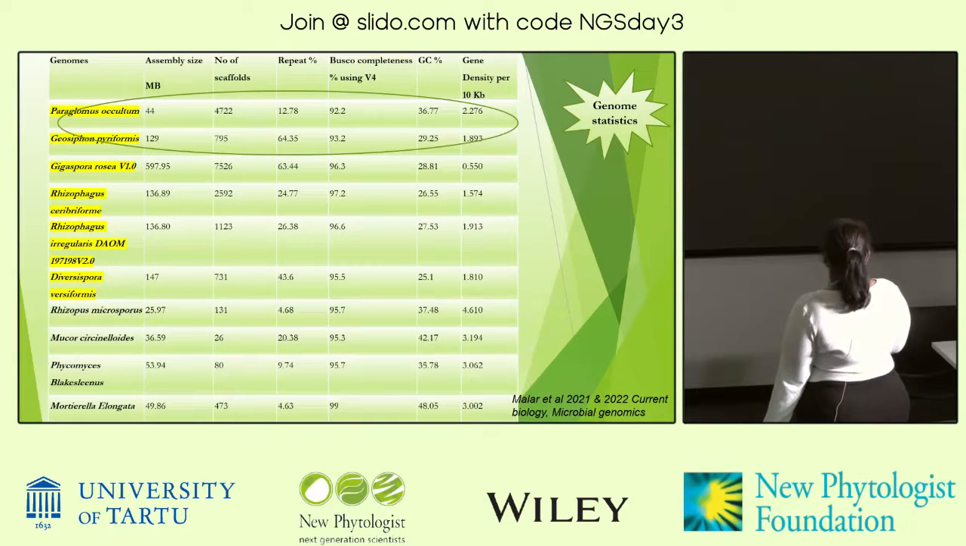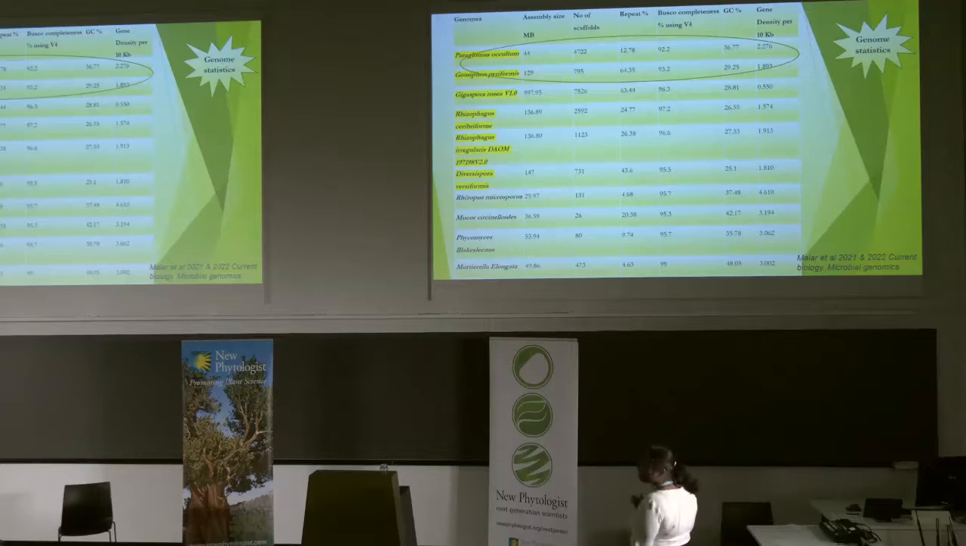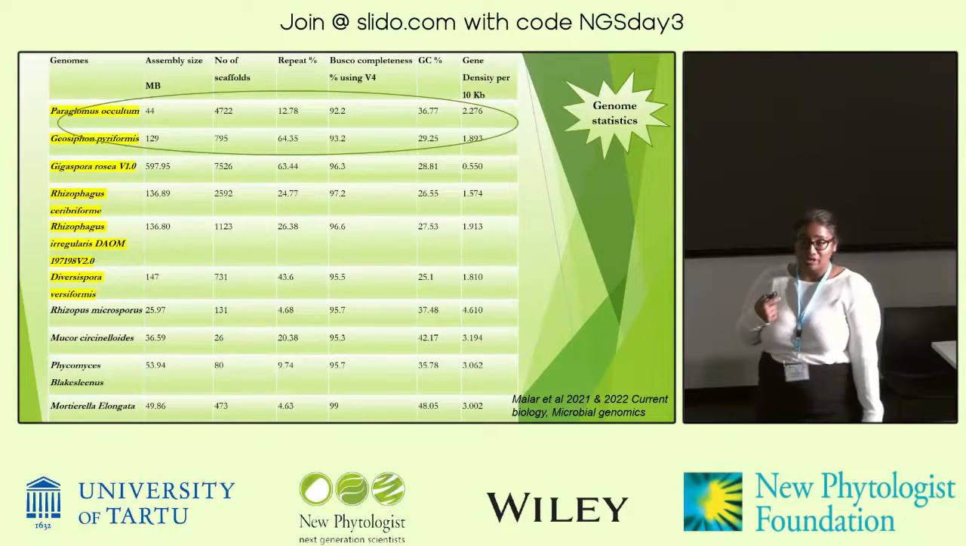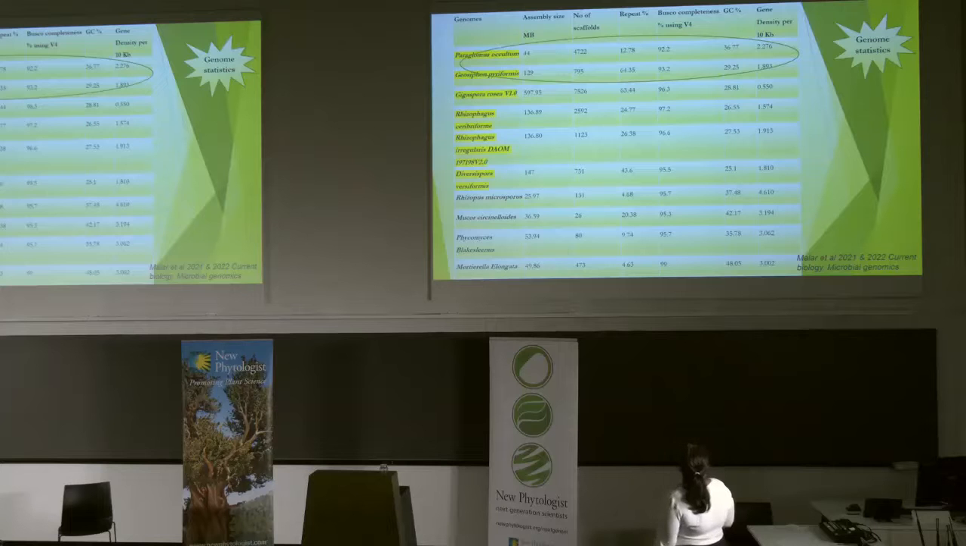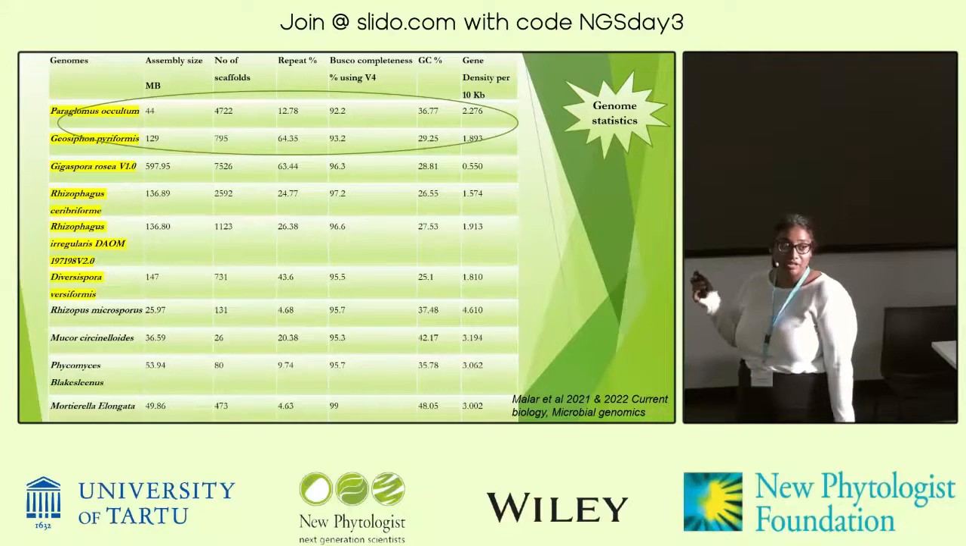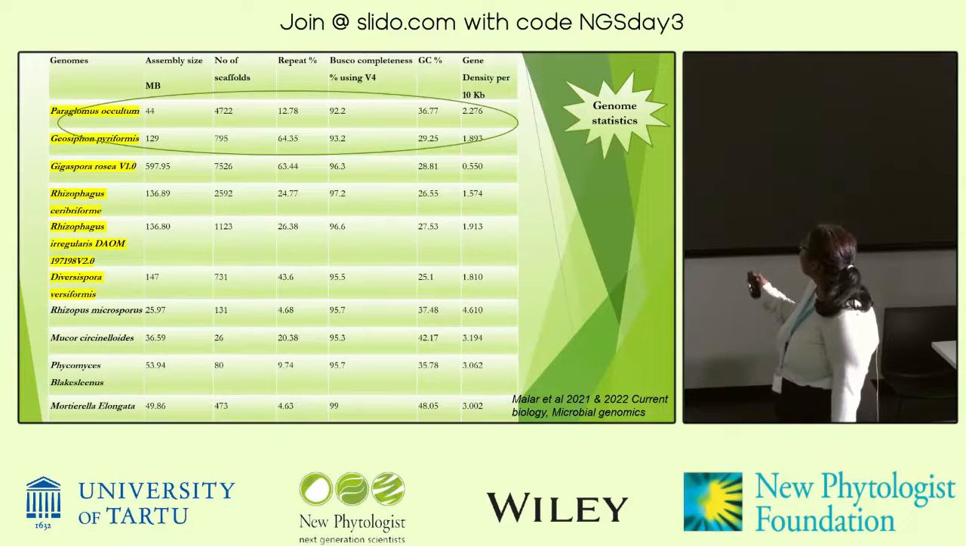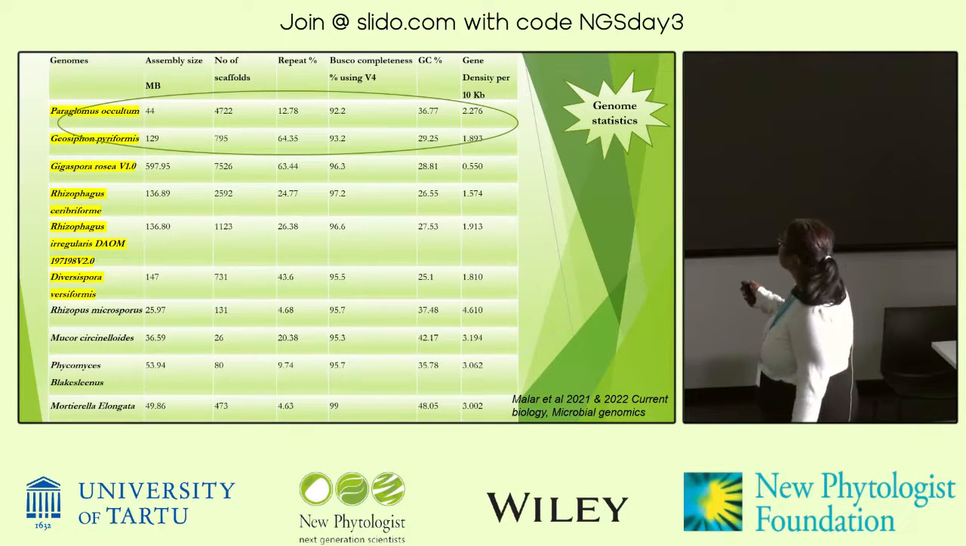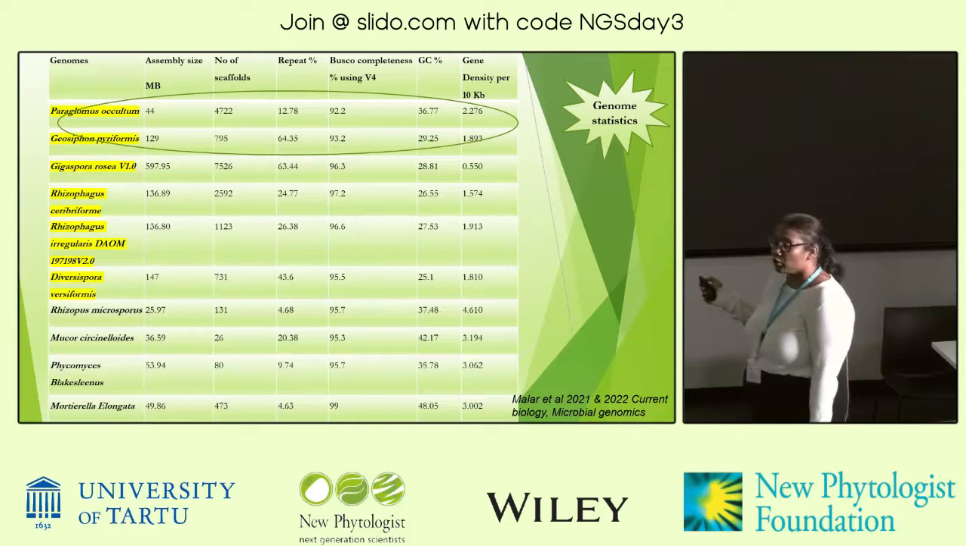And if you look at the repeat content, it is also very low, where AM fungi are known to have more repeats, whereas this genome contains fewer repeats. The gene density and the GC content are also high in comparison to all other AMF. The highlighted ones are AM fungi, and the rest are outgroups from the Mucoromycotina.